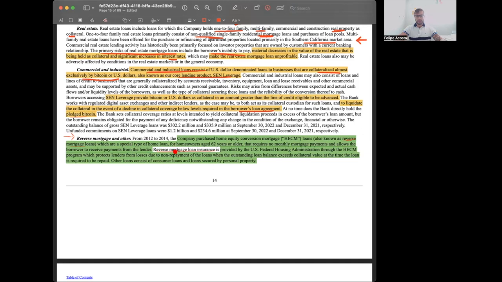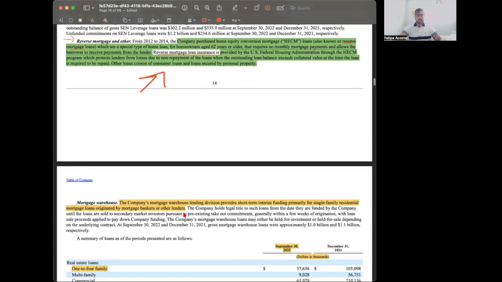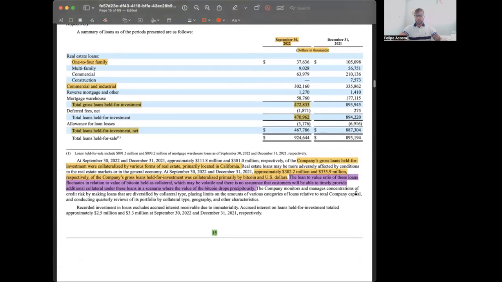I didn't really know about reverse mortgage loans, but I learned that through reading this stuff, which is pretty cool. You always learn things when analyzing businesses, right? So the loan to value ratio of these loans fluctuates in relation to the value of Bitcoin held as collateral. This is crazy to me that they would use Bitcoin as collateral considering how volatile it is, right? It can go up and down like $10,000 a day, like nothing, right?